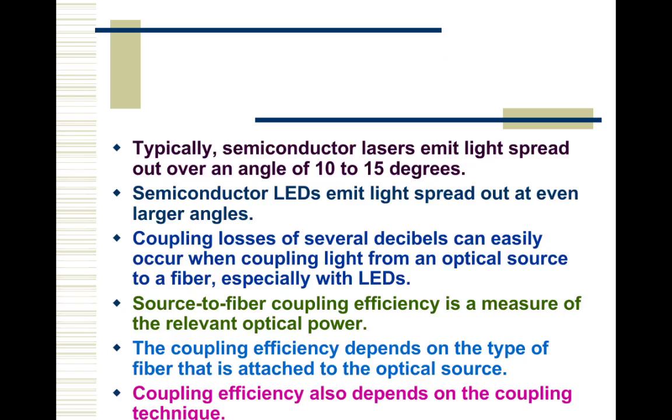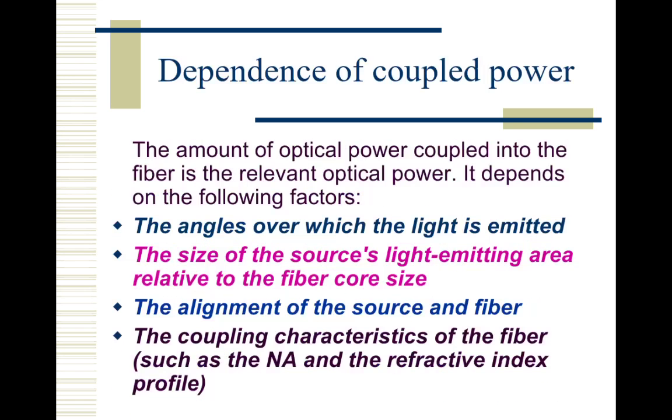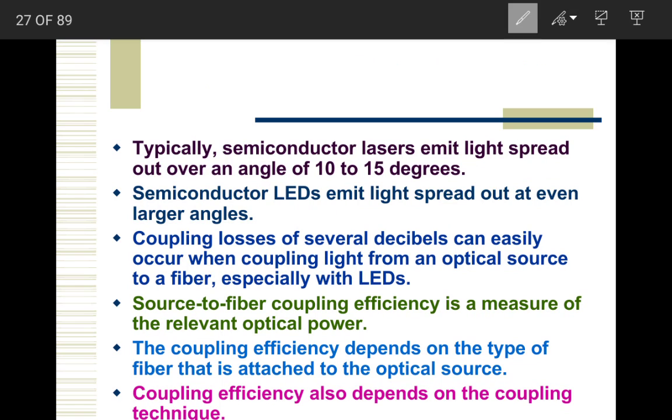Typically, semiconductor lasers emit light spread out over an angle of 10 to 15 degrees. So a 10 to 15 degree angle should be there. Suppose there will be an angle, that angle should be 10 degrees or 15 degrees. Semiconductor LEDs emit light spread out at an even larger angle. So coupling loss of several decibels can easily occur when coupling light from the optical source to a fiber, especially with the LEDs.